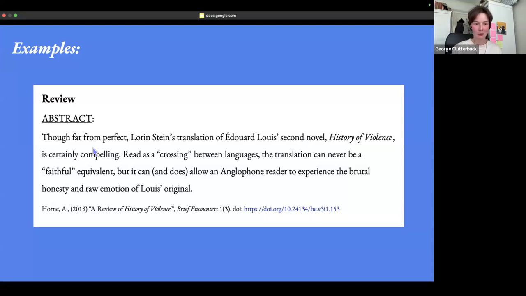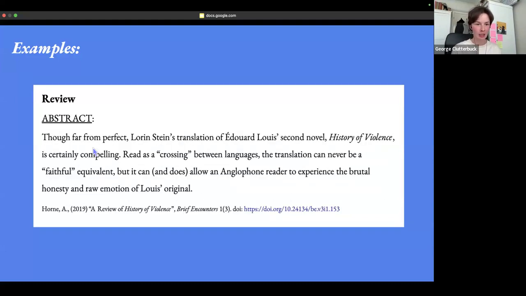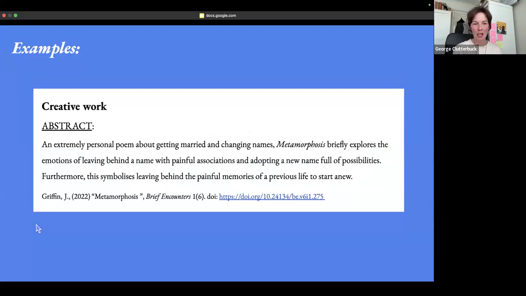I won't read this one out, so I know we're short of time, but I should have said as well, you will receive these articles. I'll send them to you, Ahmed, after the session, so the students have access to these. The last example I have, come back. There we go. It's for a creative work.